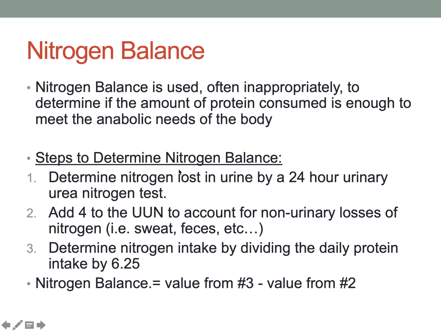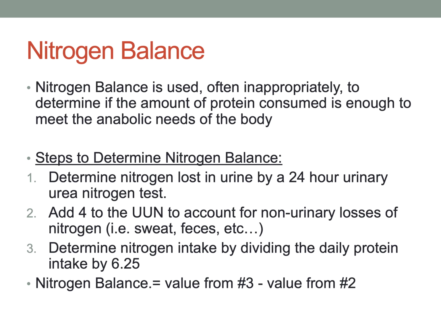But so, nitrogen is a main component of protein, just if that isn't clear. And so that's why we're using nitrogen balance to look at our protein intake and measure that against our protein output in the form of nitrogen. So what we do is we determine how much nitrogen we're losing in the urine over 24 hours. And so this is a 24-hour urinary urea nitrogen test. And that gives us a value for how much nitrogen we're losing through the urine.